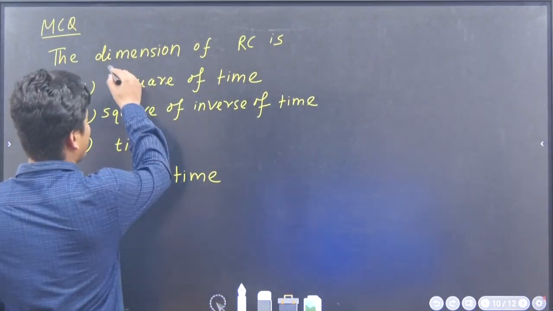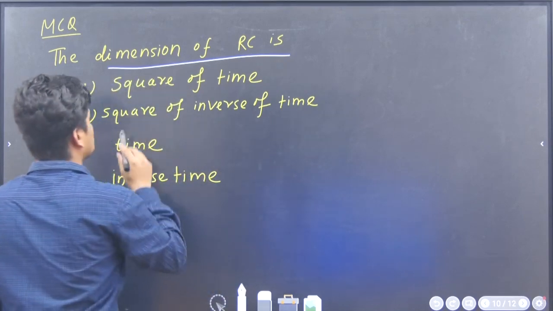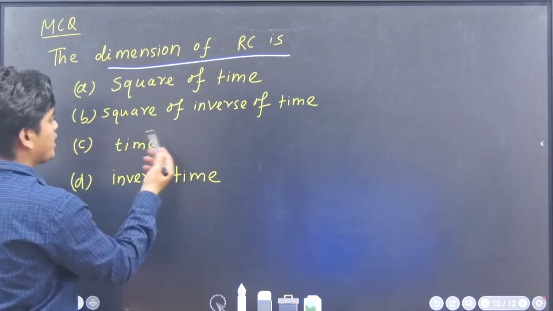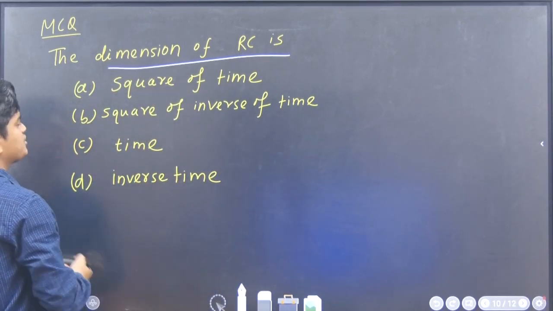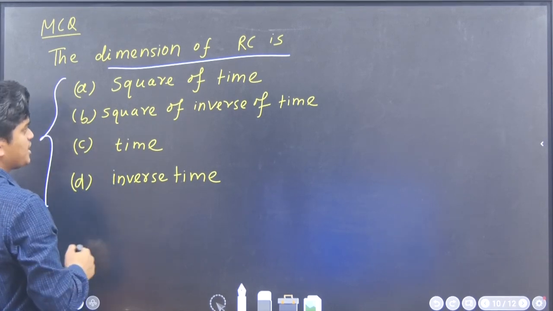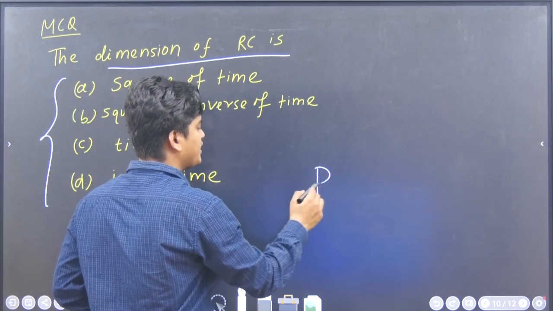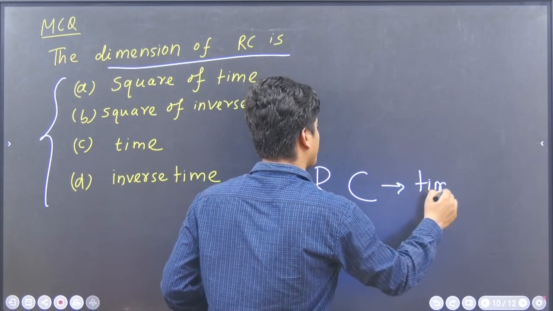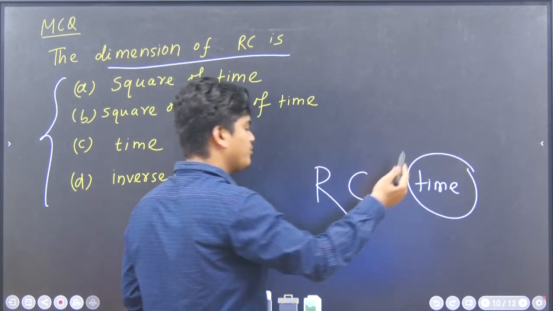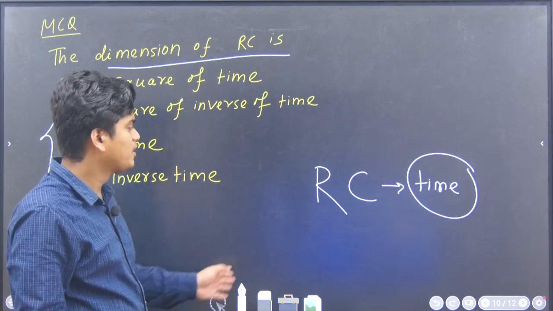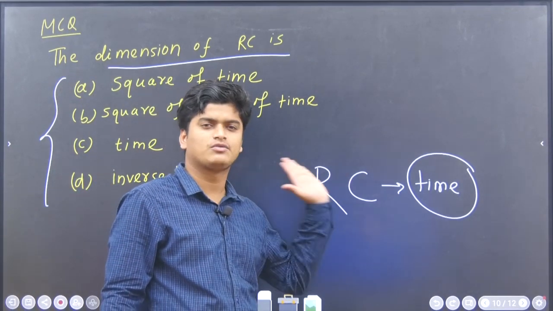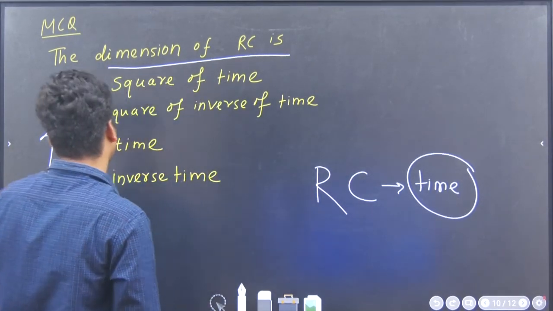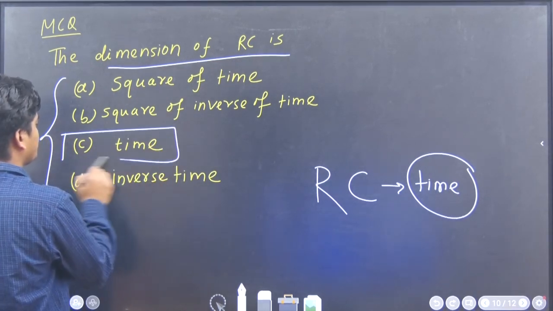The dimension of RC is how much? Square of time, square of inverse of time, time, inverse time. Now remember here 4 options are given. Just now I told R is basically resistance and C is the capacitance, and its unit, if we multiply, will be exactly equal to time. Okay, so later we will see what is R and C while studying electrical circuits. So here your unit will be nothing but time.